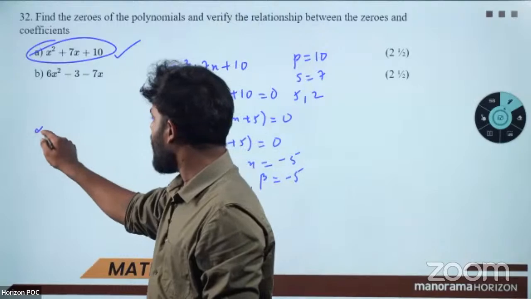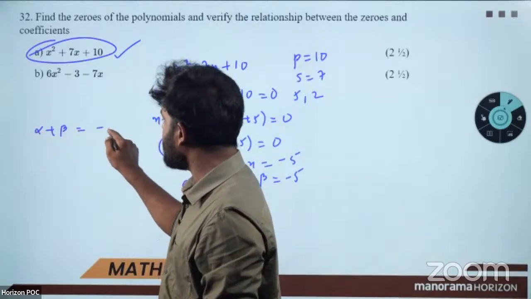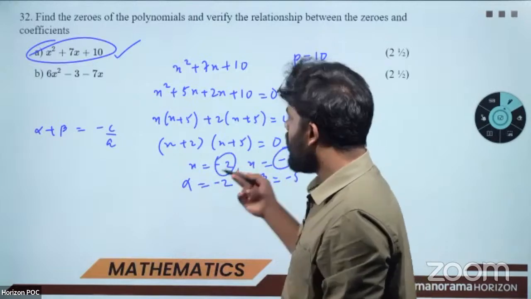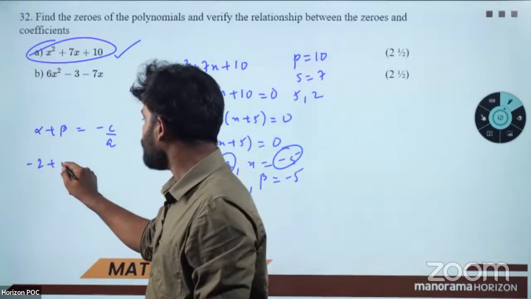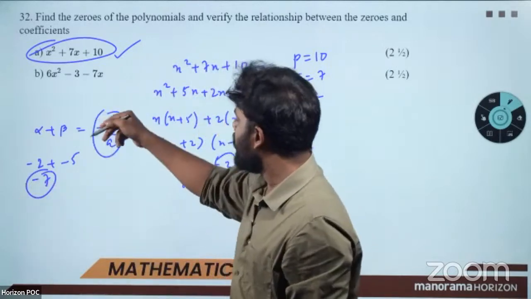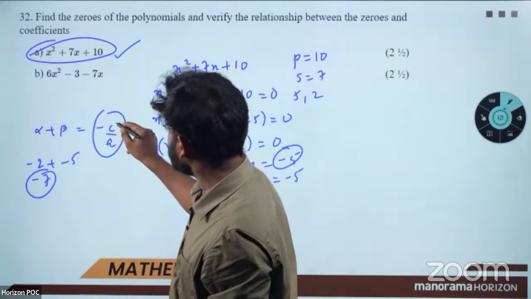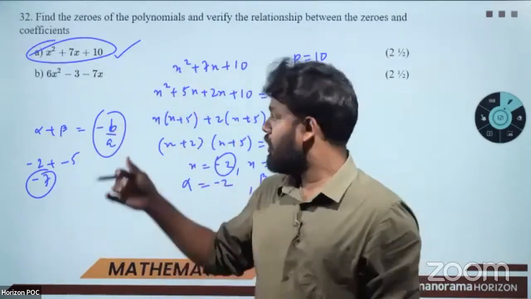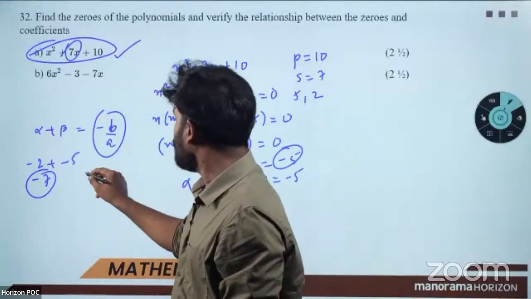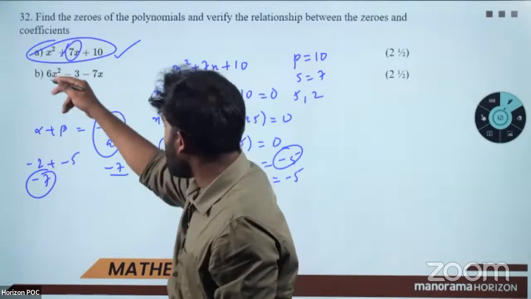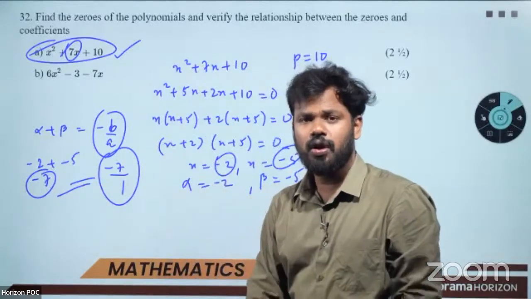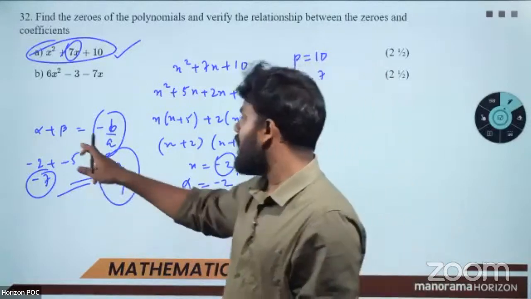So what is the first relation? Alpha plus beta should be equal to minus c by a. That is the first relation. So what is alpha and beta? Minus 2 and minus 5. What is alpha plus beta? Minus 2 plus minus 5. That is minus 7. That is alpha plus beta. Sorry, alpha plus beta should be equal to minus b by a, not c by a. I have written it wrong there. It is minus b by a. Look at what is b here? 7. So minus b is minus 7. By a is how much? 1. Minus 7 by 1 is nothing but minus 7 itself. So that means the first part is satisfying, alpha plus beta.